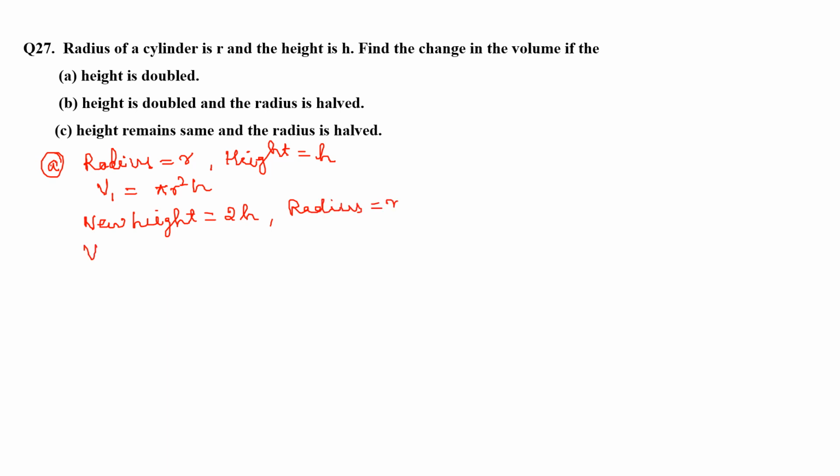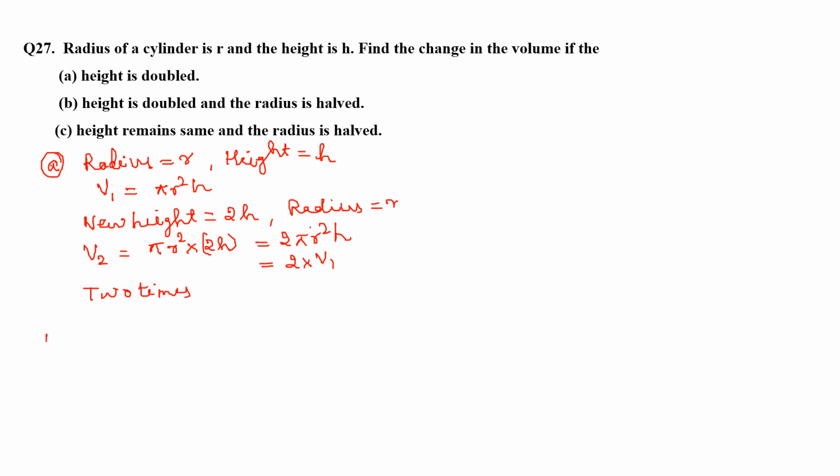So what is my new volume? New volume will be, again the formula is same, pi r square and height is now 2h. So from here it is 2 pi r square h. So very clearly you can see your original volume was pi r square h and the new volume became 2 pi r square h. So from here directly I can write it is 2 times the original volume, isn't it? So the volume becomes 2 times. Okay, this is the first part.